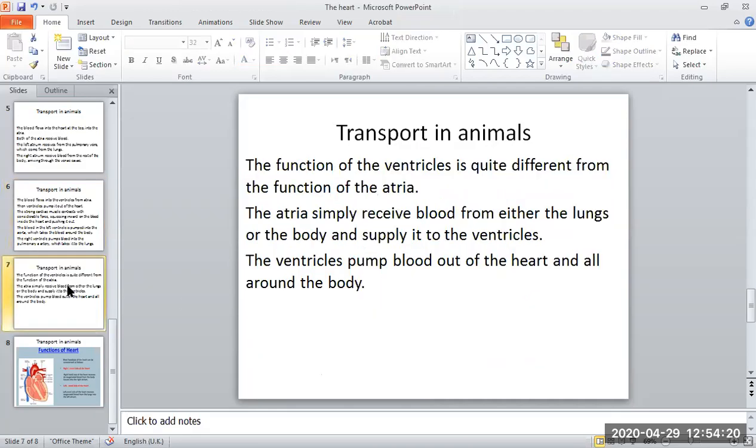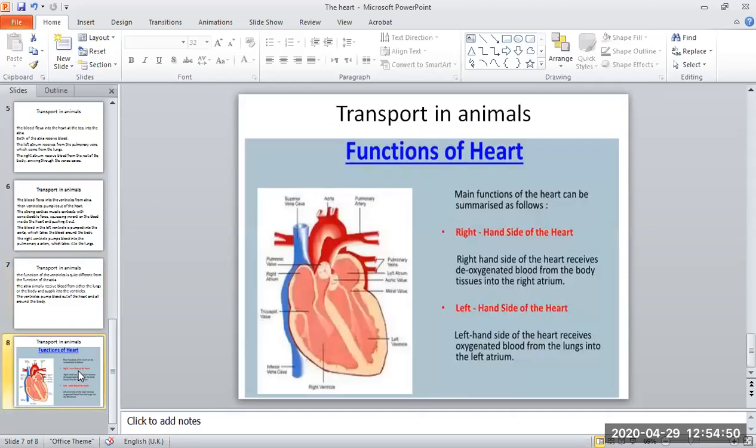Next, the function of the ventricle is quite different from the function of the atrium. The atria simply receive blood from either the lungs or the other body parts and supply it to the ventricles. The ventricles pump blood out of the heart and all around the body. These are some functions of the heart, and here we summarize these functions.